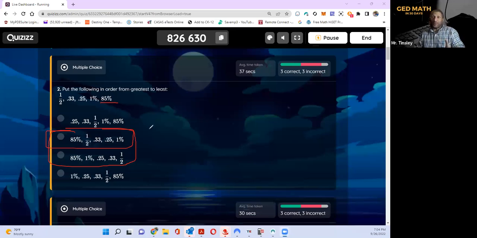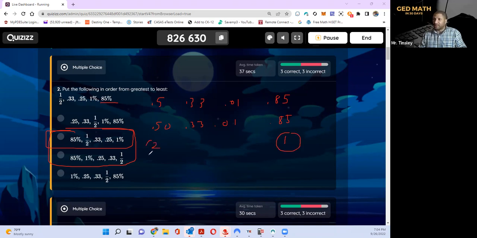And what I saw people doing is they would say, okay, 0.5, 0.33, 0.01, 0.85. I got to add my zeros. 0.50, 0.33, 0.01, 0.85. Now, this is the way I showed you. So no matter what, if you do it this way, you're going to get it right. So this is first, greatest to least. This is second. This is third. This is fourth. So if you do it my way, you'll still get it right.